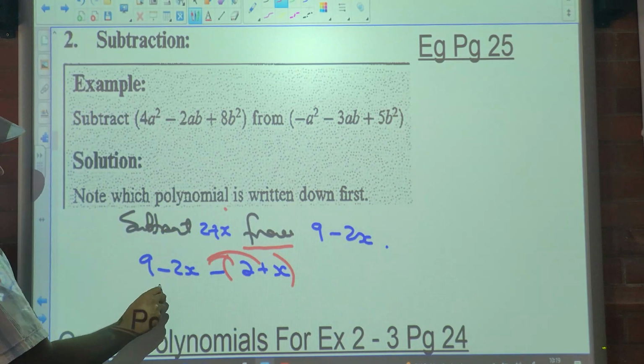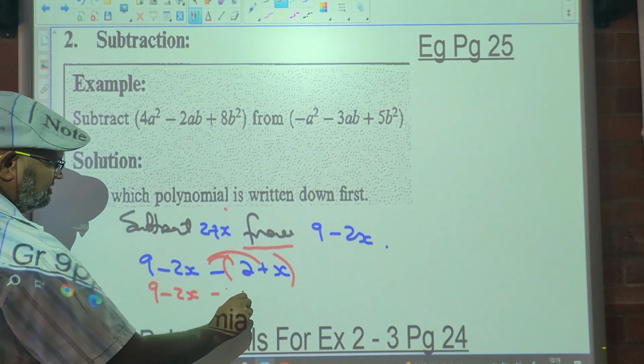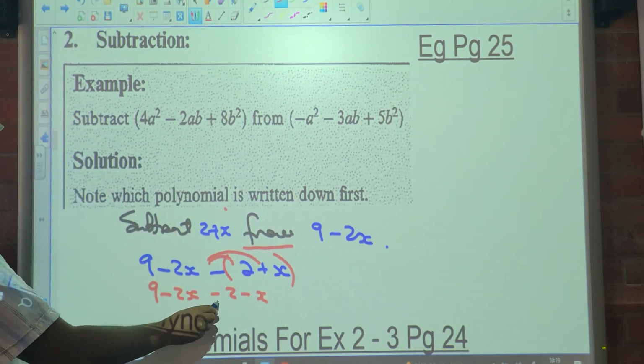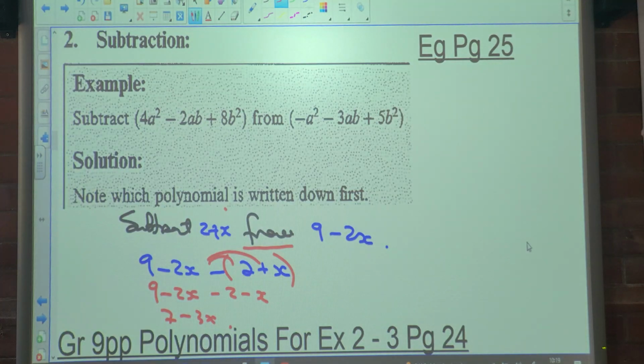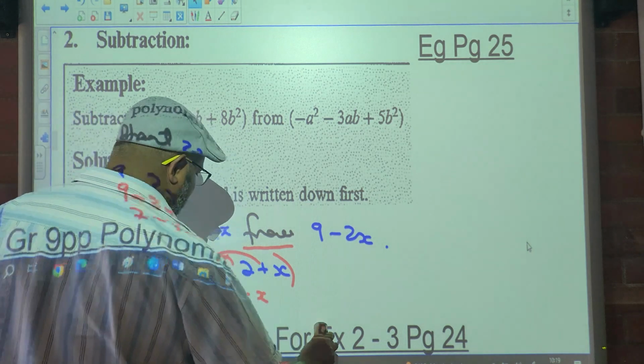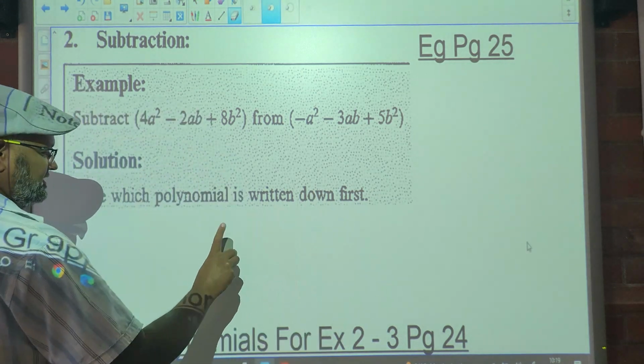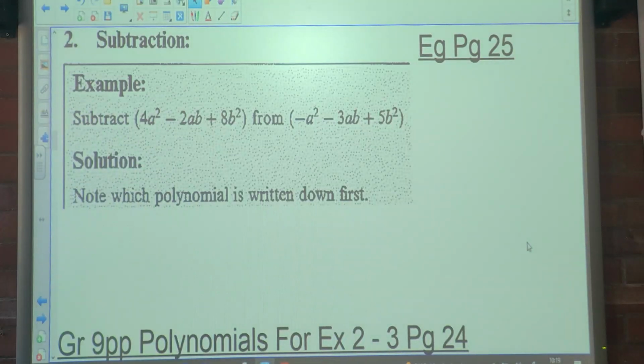We multiply out, which gives you 9 minus 2x minus 2 minus x, and we add like terms, which is 7 minus 3x. You all okay with that? Now with this in mind, let's look at the example.